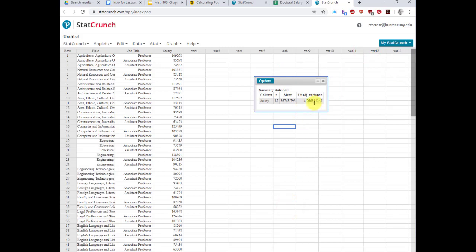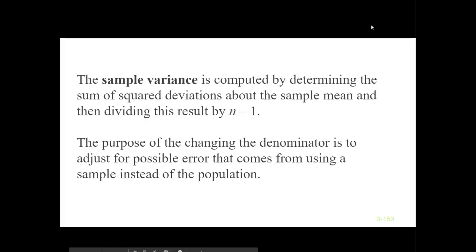Okay, so it's super easy to do with technology. Obviously, we're talking about 87 pieces of data. I'm not going to have you find the deviations from the mean and square the deviations and then add all these 87 squared deviations up so that you can divide by 87 and get the unadjusted variance. For a larger data set, I would give you the technology to work with. Okay, so that's population variance.